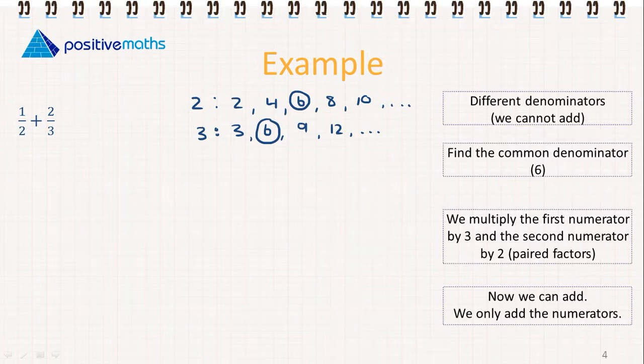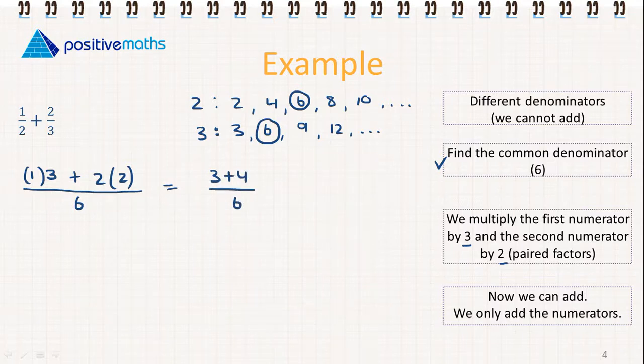So we see at the side the directions that we need to take. We have found the common denominator. Now we must multiply the first numerator by 3 and the second numerator by 2 because they are the paired factors of 6. Okay, so we want 6 to be our common denominator. 2, we need to multiply by 3 to get 6. Therefore, we have to multiply the top number by 3 as well. So we have 1 multiplied by 3 plus 2 multiplied by 2. So when we do this, we get 3 plus 4 over 6. And now we can add the numbers at the top. So we get 7 over 6.